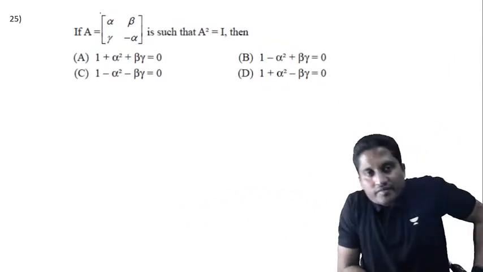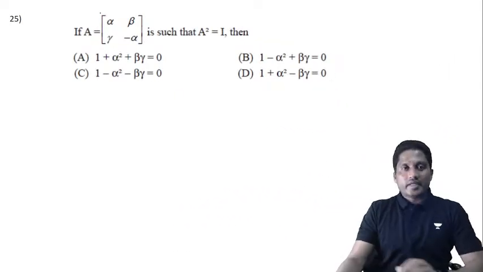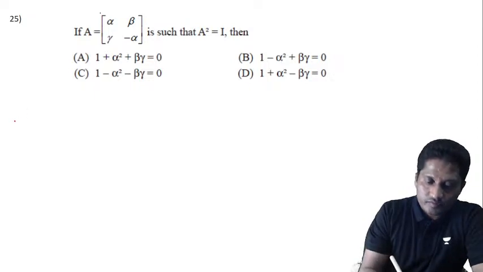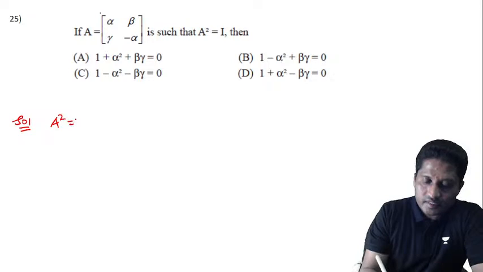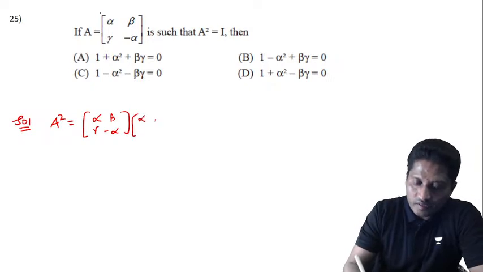Right, question number 25. A square is equal to I. Then which of the following is true? First I'll find out A square. A square is A into A. That is alpha, beta, gamma, minus alpha. Again this is equal to alpha, beta, gamma, minus alpha.